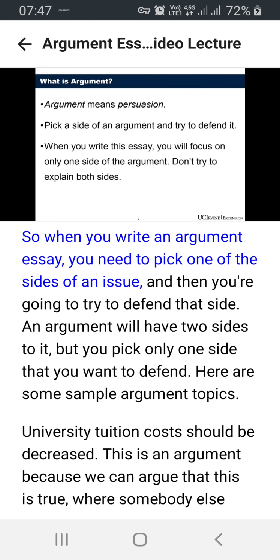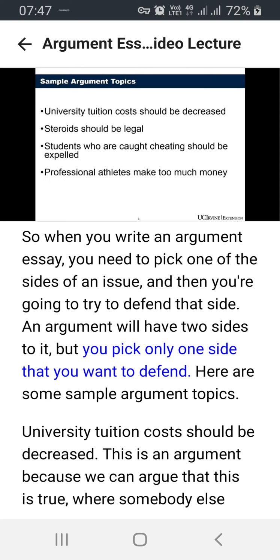So when you write an argument essay, you need to pick one of the sides of an issue, and then you're going to try to defend that side. An argument will have two sides to it, but you pick only one side that you want to defend. Here are some sample argument topics.